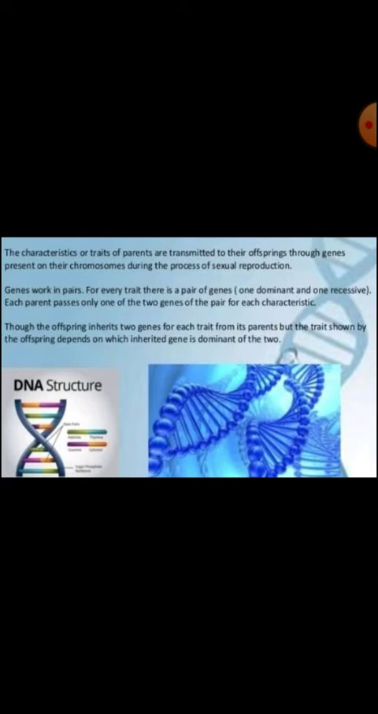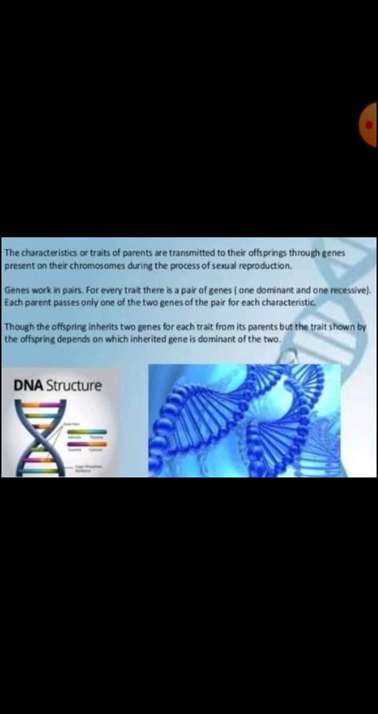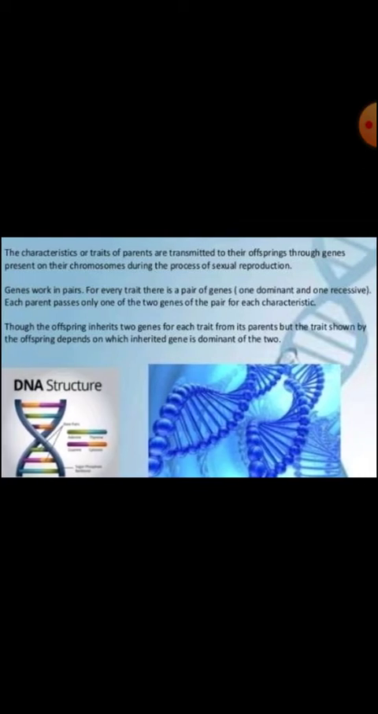Each parent passes only one of the two genes of the pair for each characteristic. So the offspring inherits two genes for each trait from its parents, but the trait shown by the offspring depends on which inherited gene is dominant of the two. So only dominant characters get expressed and recessive characters remain in the organism, but they are not expressed.